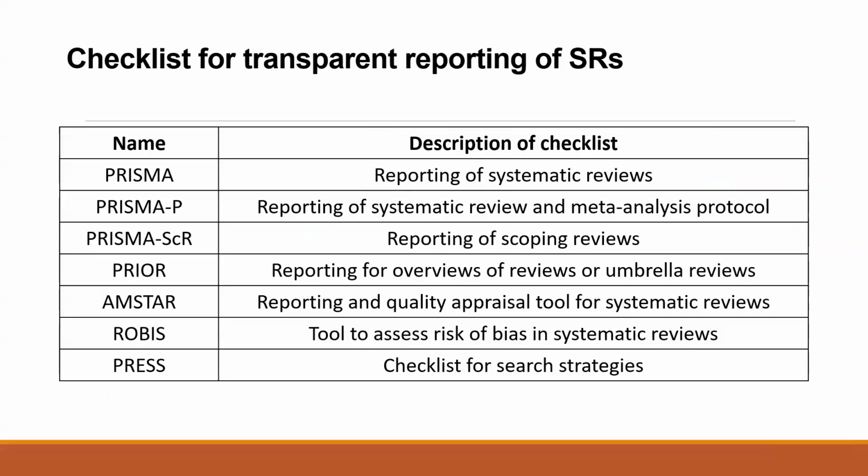So, checklists for transparent reporting of systematic reviews. As I already told, you have different kinds of PRISMA. There is also a ROBIS checklist, where you can assess risk of bias. There is also the PRESS checklist and the AMSTAR checklist, which you can go back and read.